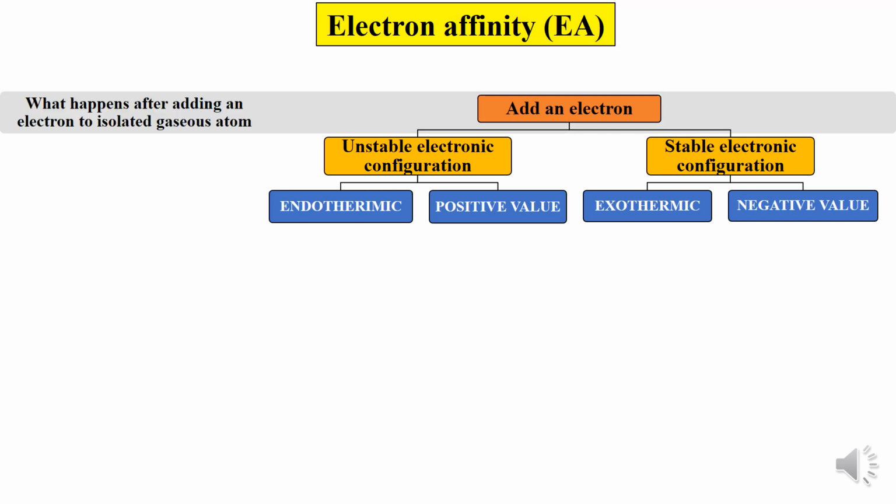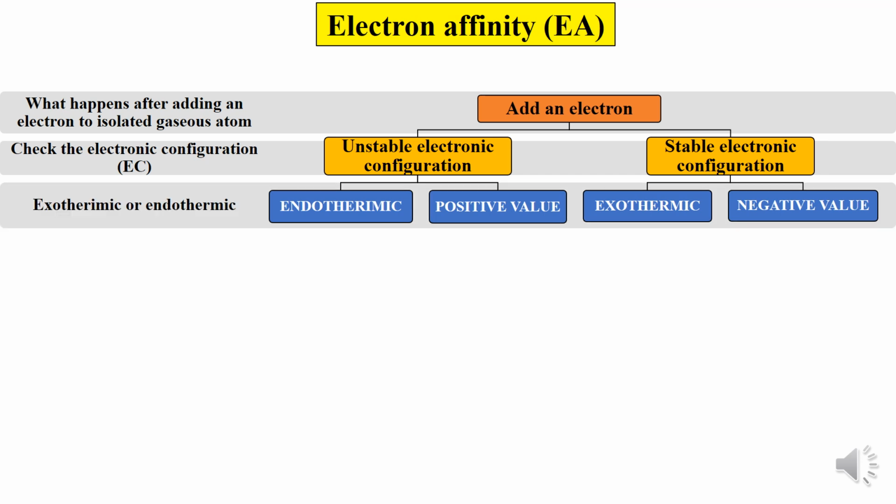So one should look at what happens after adding an electron to an isolated gaseous atom, and later you have to check the electronic configuration, and only after checking the electronic configuration will you come to know whether it is a stable or unstable process. That is to say, it could be either exothermic or endothermic in nature. For example, on adding an electron to a beryllium atom, it will be an endothermic reaction, an energy demanding process. This is shown by a positive electron affinity value.